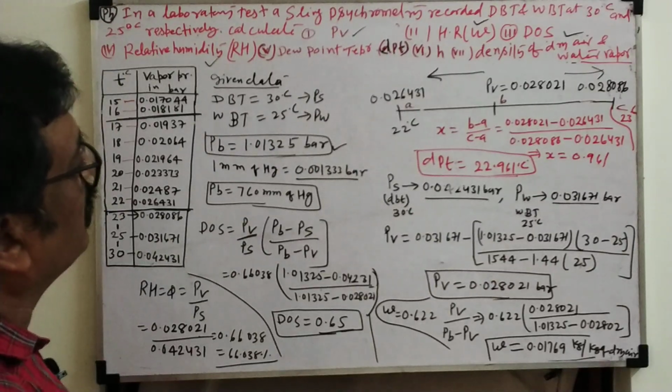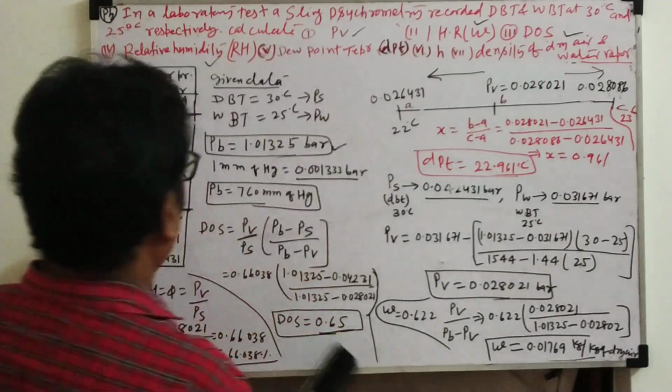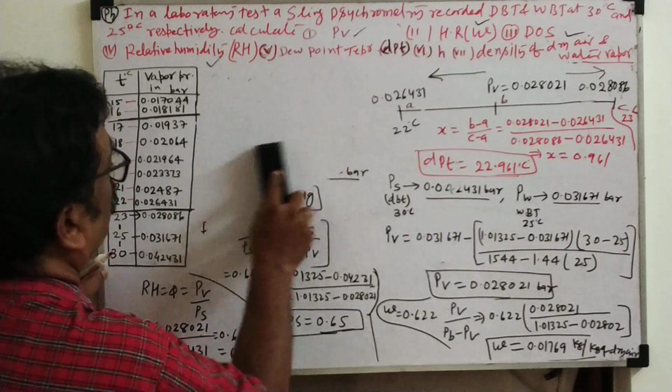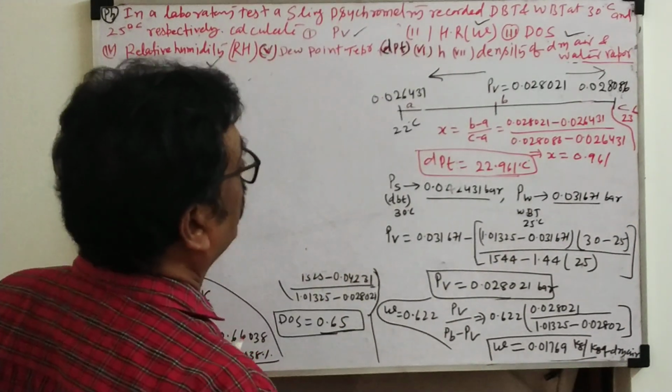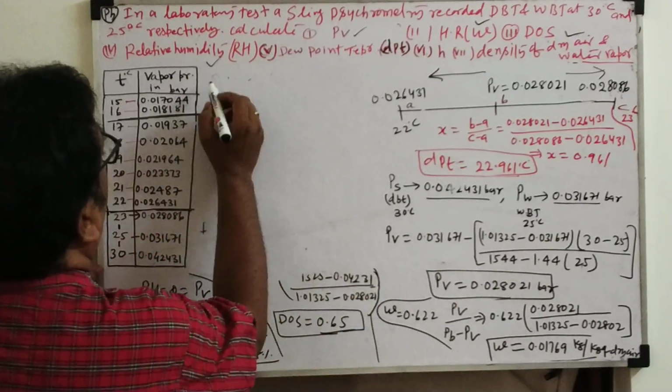Now the density of water vapor and density of dry air. This last part we have to calculate. So now this part I will remove, and these two, how to calculate, we will see here. So the density of the dry air. The last one is the density of the dry air.